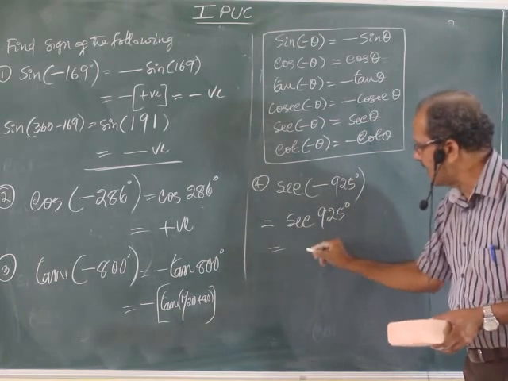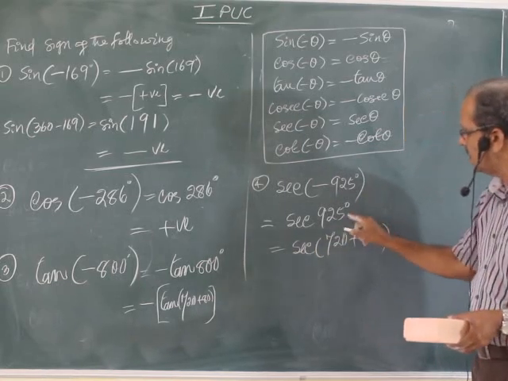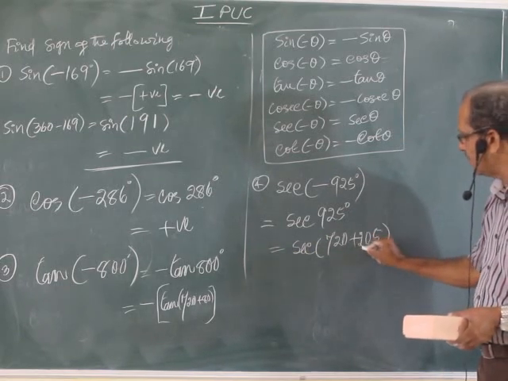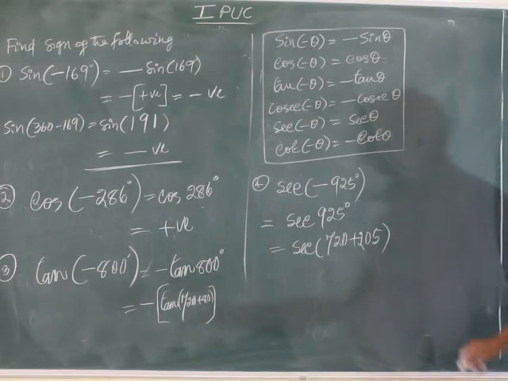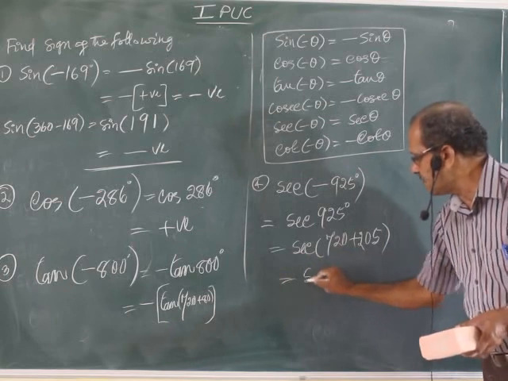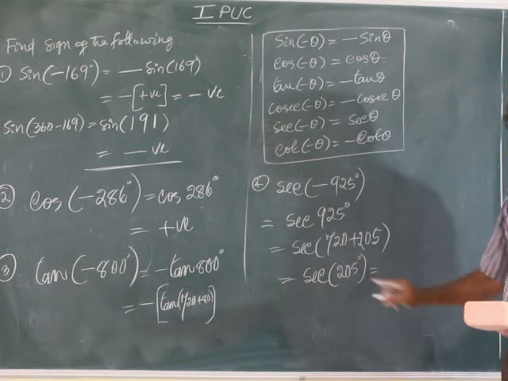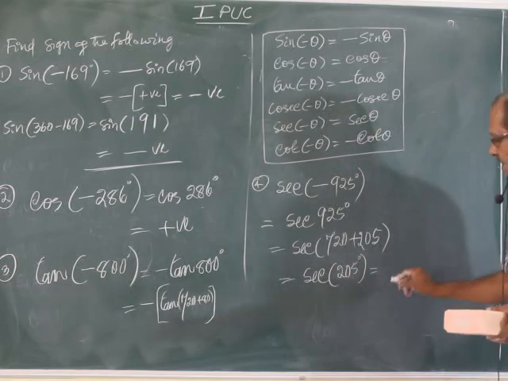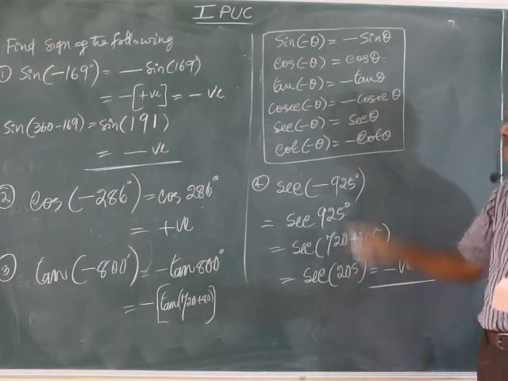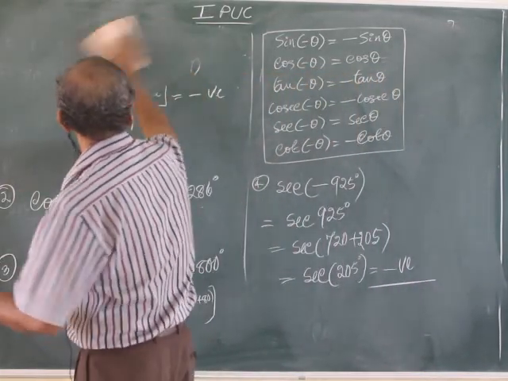This one is greater than 720. The method is 720 plus 205. 720 plus 205 is 925. Forget this 720. Secant of 205. Quadrant number third, greater than 180, less than 270, where secant is negative. Using this formula.